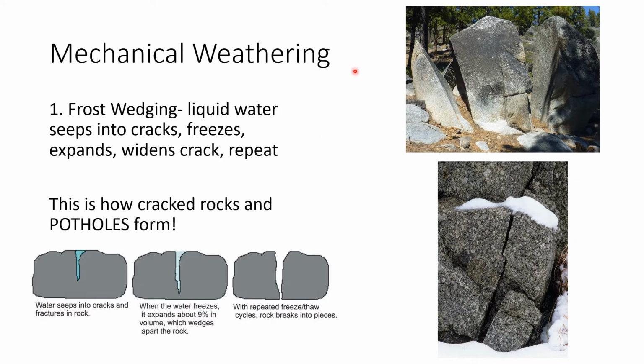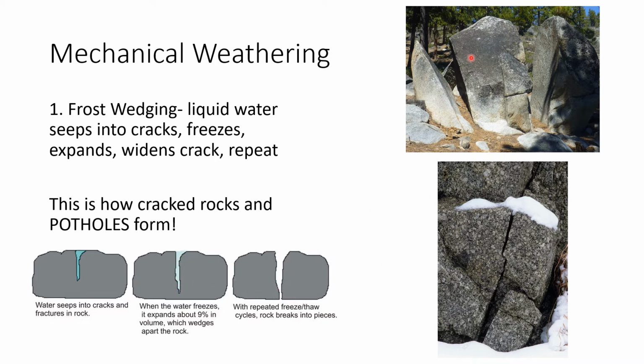Okay, let's go over the specific types of mechanical weathering. First, we have what's called frost wedging, and this is the reason that mechanical weathering happens faster in colder climates, because during the day liquid water gets into cracks in rocks, then at night that water freezes, and as water freezes it expands, and so with repeated cycles of that, every time the water refreezes it expands that crack a little bit wider in the rock until eventually the rock can be broken.